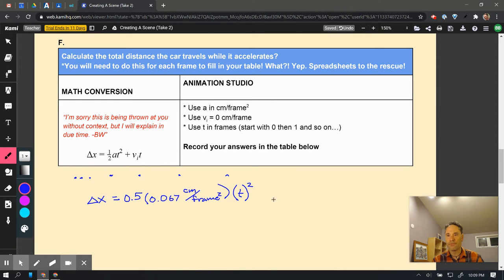We'll change that soon. The second piece says we're going to add on whatever velocity you start with times your time. My velocity that things start with is 0 centimeters per frame. I can see where this is going, because I'm going to multiply 0 centimeters per frame times T again. But here's the crux of the situation: if I multiply 0 times anything, it doesn't matter what T is, this piece goes away and becomes 0. We don't even have to worry about it anymore. So the only thing left over is this part right here, which is 0.5 times 0.067.